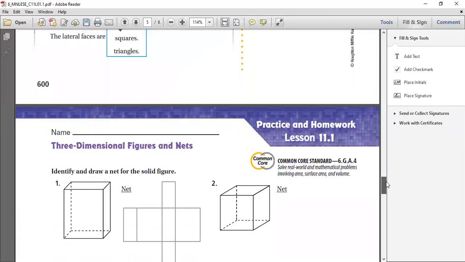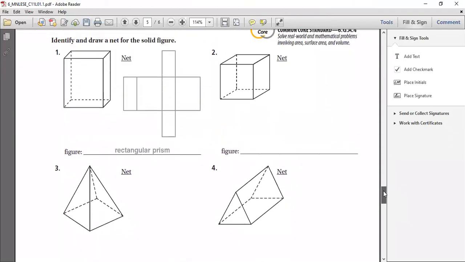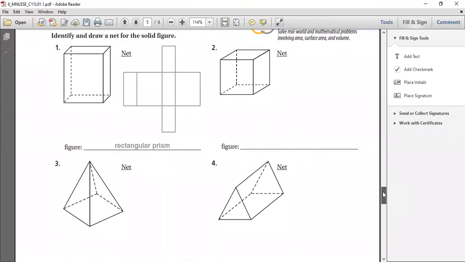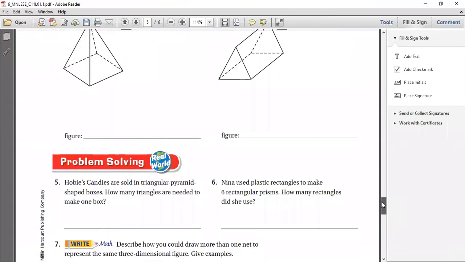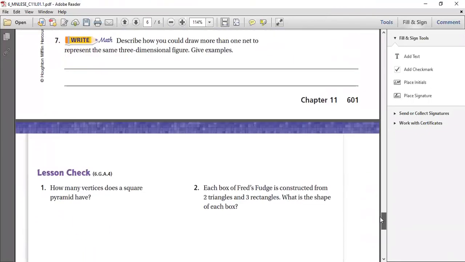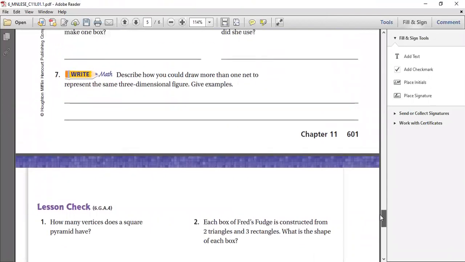Hope this lesson is clear for you. Okay. So what I want you to do is you have to do question number, identify and draw a net. Okay. We have done all the similar questions. Fine. So you will of course do question number 2, 3, 4, 5, 6, and the next page question number 1 and 2.